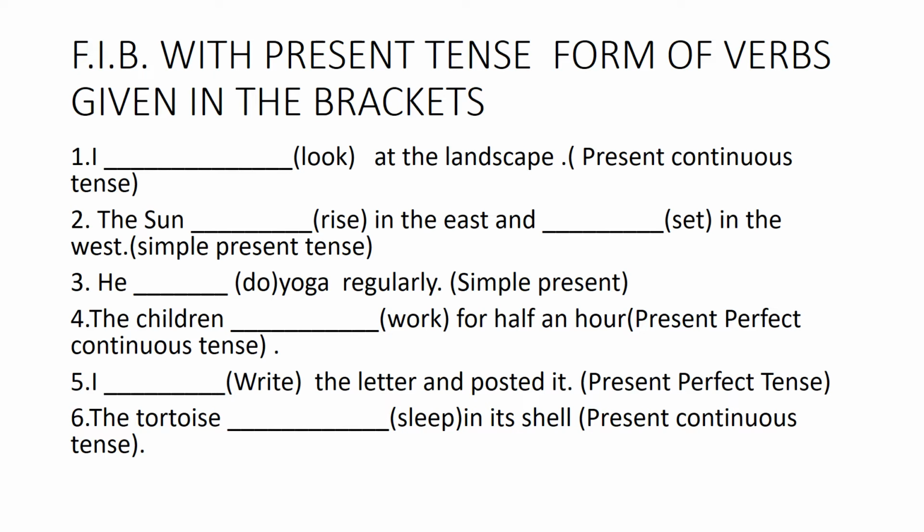Sixth example, the tortoise dash in its shell. Present continuous tense has three forms, is, am, are. The subject is tortoise. It is, it. The tortoise is sleeping in its shell.